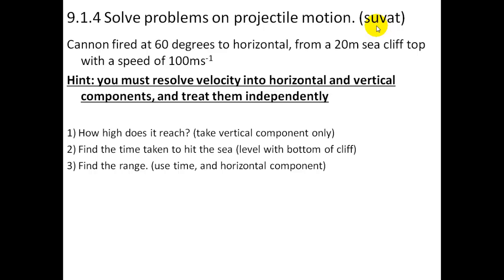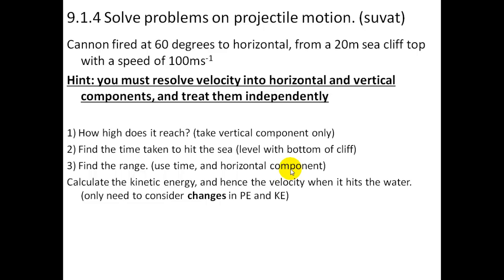Find the range. How far out to sea from the cliff does the cannonball land? So here you use the time that you calculated in this question, and you find the horizontal component, which you know is going to be a constant, and it's easy. Distance is equal to speed times time, or velocity times time. And last, calculate the kinetic energy, and hence the velocity, when it hits the water. So in this question, you only need to consider changes in potential energy and kinetic energy.